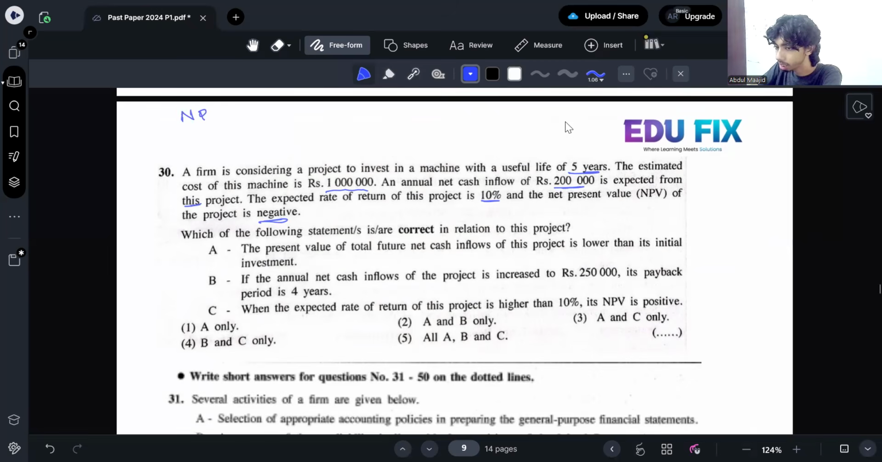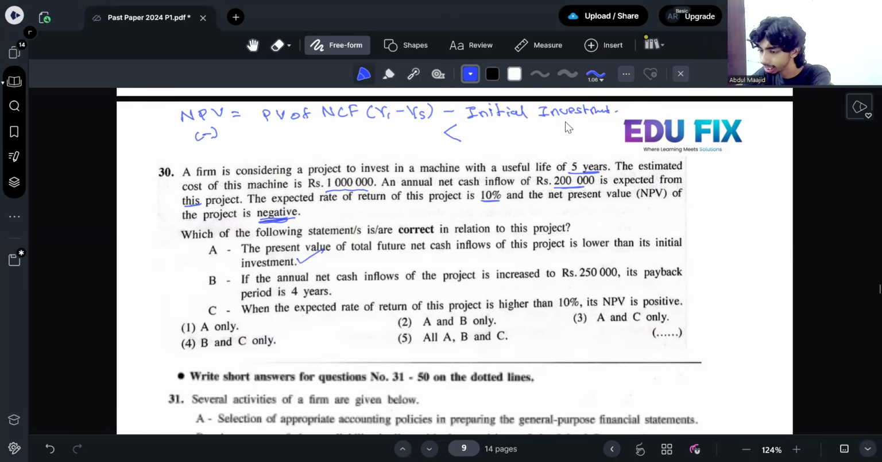Now, how do you find your net present value? Net present value equals present value of net cash flows from year 1 to year 5 minus the initial investment. Now, if your NPV is negative, which one would have been higher, the present value of the cash flows from year 1 to year 5 or the initial investment? If your NPV is negative, that means your initial investment is higher than the present value of the net cash flows of year 1 to year 5. So this one is correct. The present value of total future cash flow is lower than the initial investment because they are saying the NPV of this project is negative.